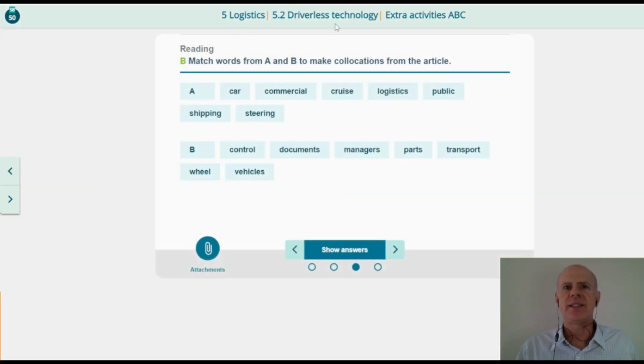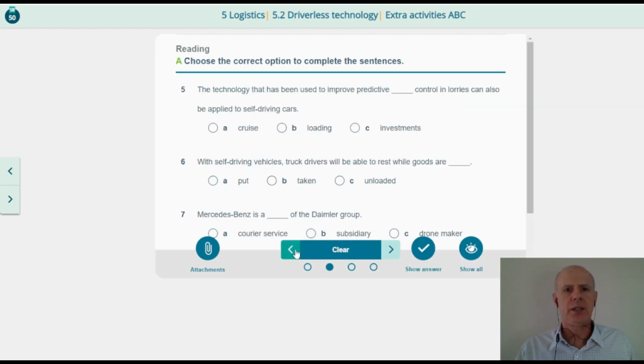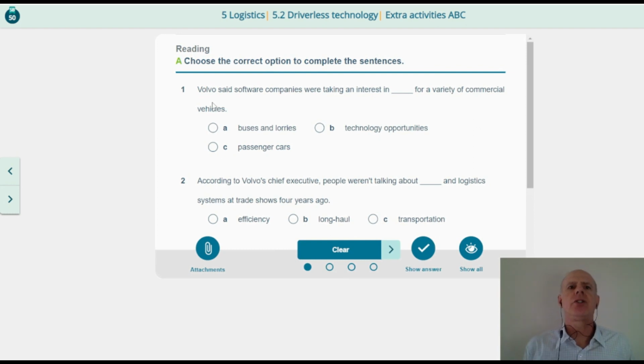Here, logistics, extra activities. We have to create collocations from the article. Do you remember? Collocations are words that go together. So, for example, you have here car. You can say, oops, sorry, let me go to the first part. Volvo said software companies were taking an interest in technology for a variety of commercial vehicles. It's based in the text, so you can go back to your print and find the answer. But you remember that, right? It's taking an interest in technology opportunities.